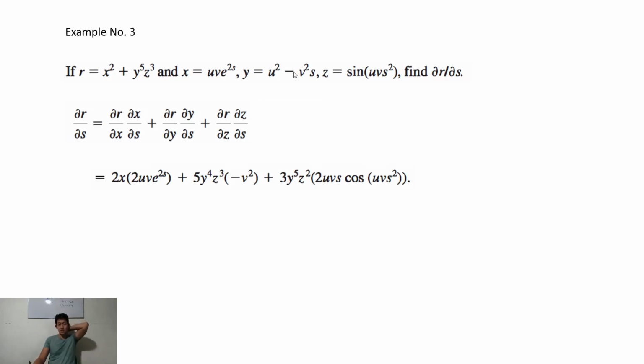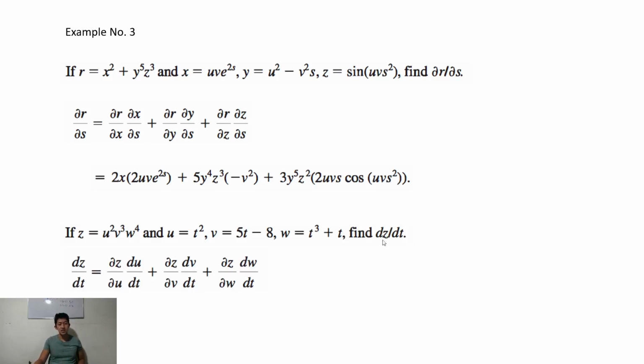Kay y with respect to s, negative 2v, negative v squared. Okay, constant man eh. And partial of r with respect to z. So, may maning 3 y to the 5 z square. Times partial of z with respect to s. May maning cosine uvs squared, 2uvs. Single variable, okay? So, that's it for today's discussion.